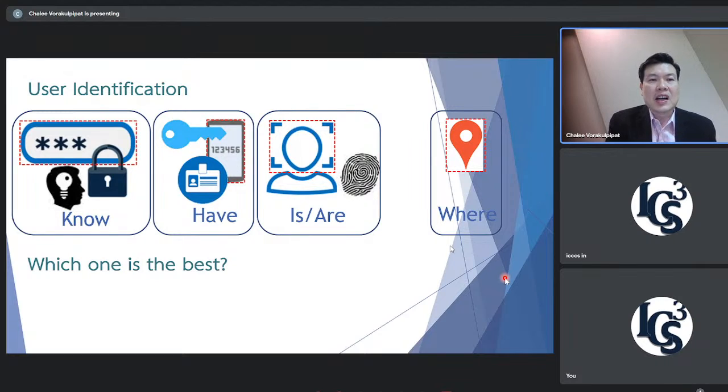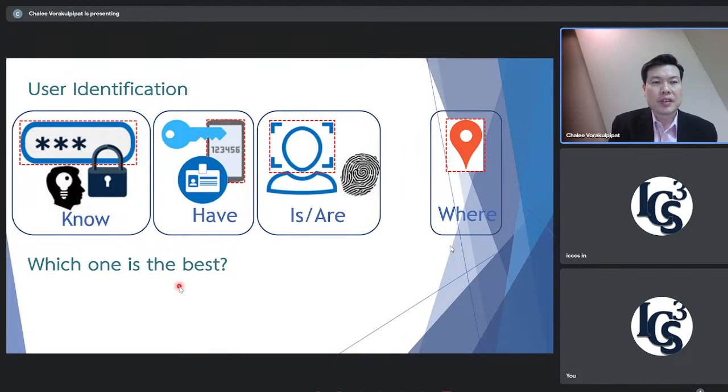Okay. Before going to my proposed study, my model on competency factors, I want to show you this basic knowledge about user identification again. User identification, actually there are three classical methods.